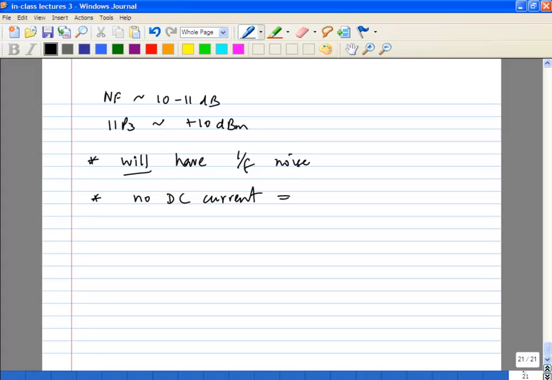Okay, obviously no DC current means very low power consumption. So it can be an extremely low power mixer.